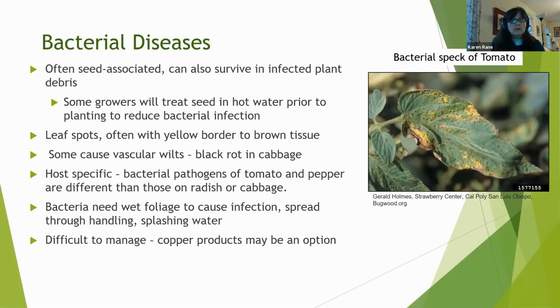The bacterial diseases are usually host specific, and they need wet foliage to continue to cause infection. So they're very difficult to manage. Roguing out plants in the very early stages of symptom development, either ripping off leaves or roguing out the plant itself, is a good way to reduce disease when it's just getting started, to keep things at bay.